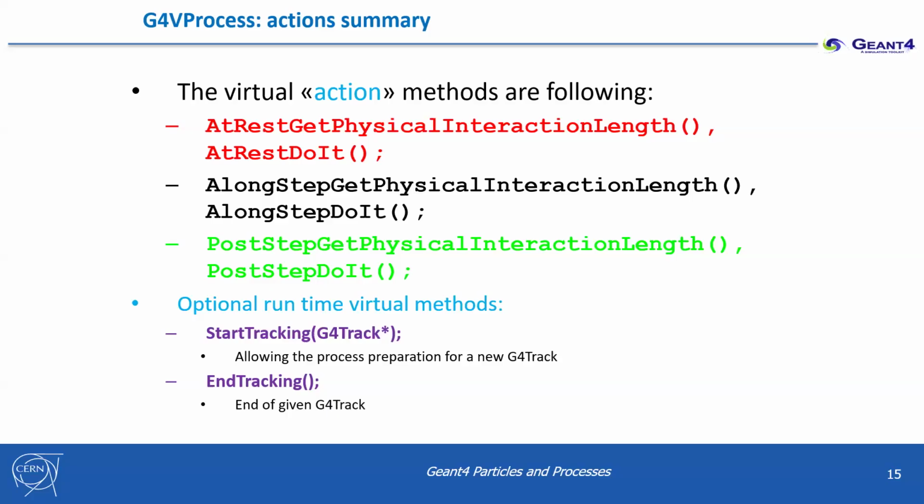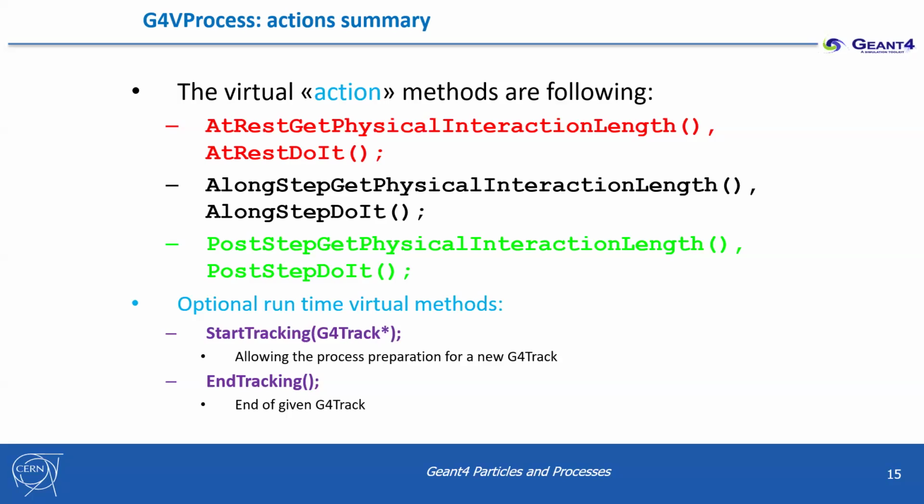So the method is called get physical interaction length, but in reality it is time for the process, which will happen with this particle which is stopped. So before a step, all processes say what is the expected physical interaction length for this process. Then the G4 kernel makes a decision which step length should be taken and makes a step.